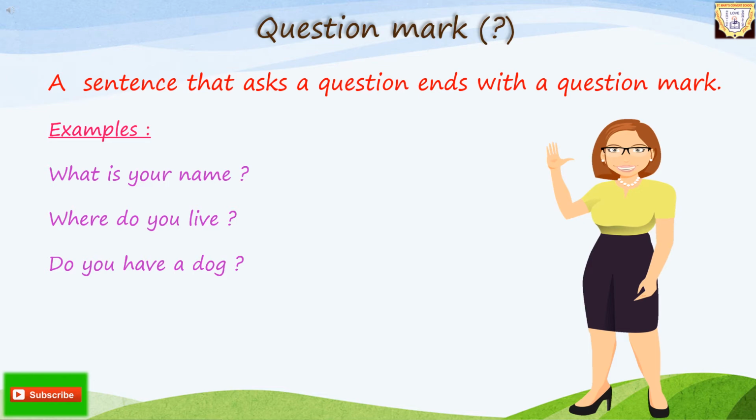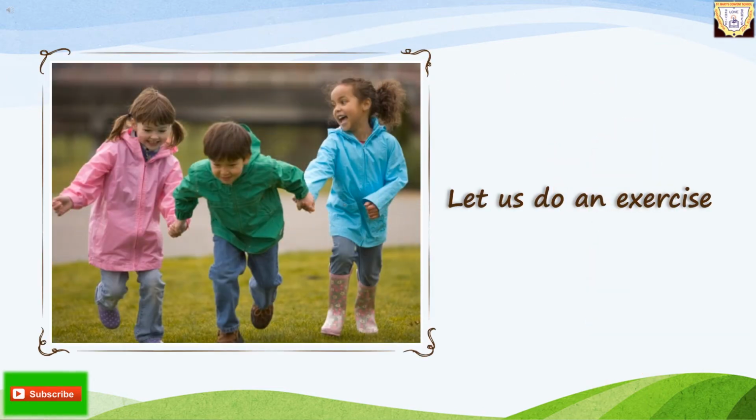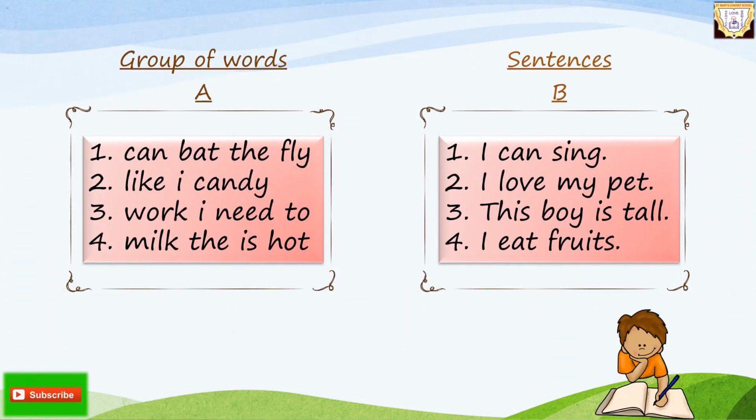So like this, the other examples are: Where do you live? Do you have a dog? All these are questions. So it is ending with a question mark. So children, comma, full stop and question marks help us to write and speak in a proper manner. Let us do an exercise.